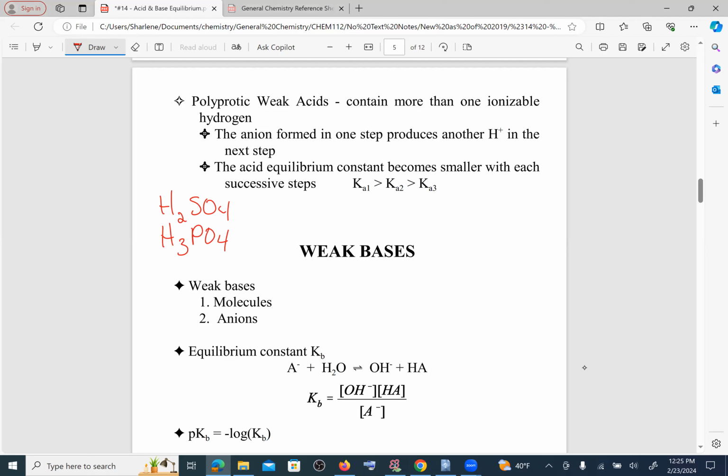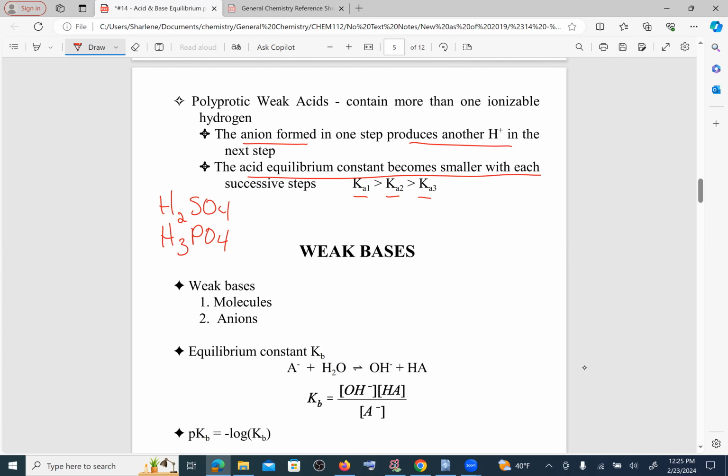Now, literally, they are just acids. They have multiple hydrogens that can come off. So they have different K values. There is a K value for each hydrogen that can come off. And as we saw earlier, if you take one off, it turns into a negative charge. So the second one, when it comes off, has to turn into a negative 2 charge. So the Ka1 is always stronger than Ka2, which is always stronger than the Ka3. So for polyprotic weak acids, the anion is formed in one step, and then it produces another proton, and they become smaller with each successive step.